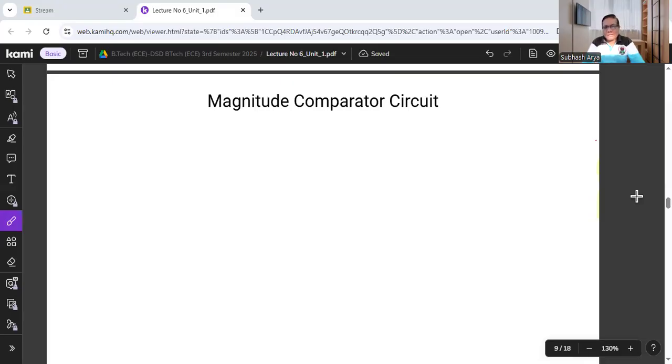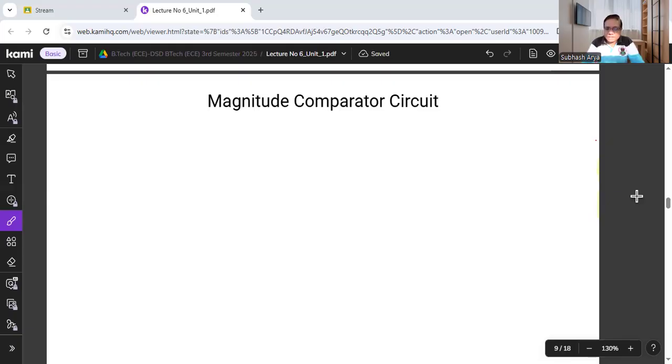Have you ever come across how digital circuits compare two numbers? How can the comparison operation be easily implemented with the help of simple logic gates? We shall try to answer these questions in today's class. So let us begin.